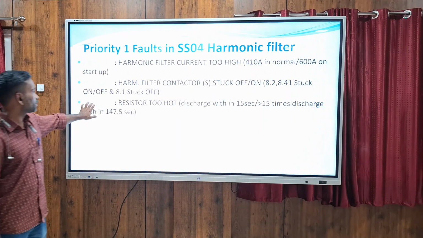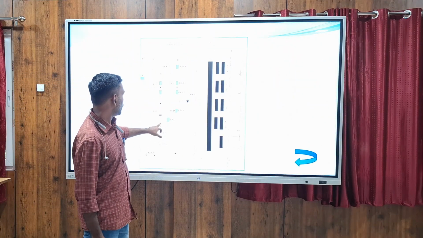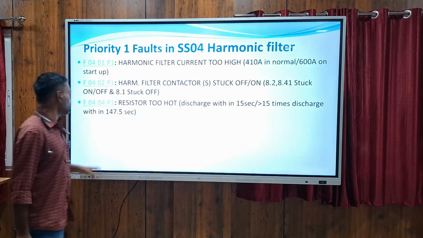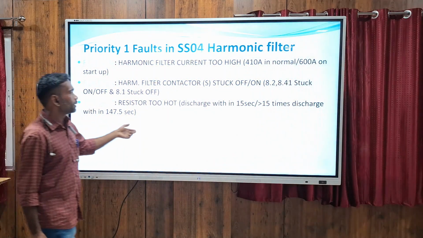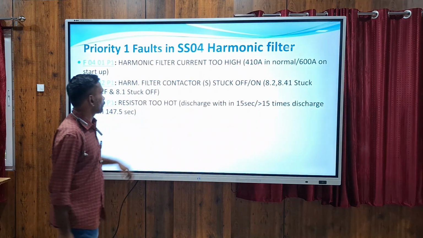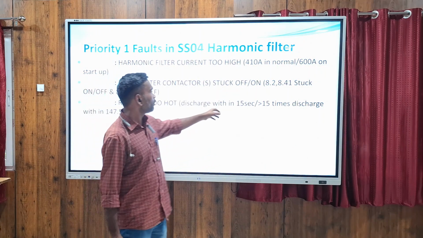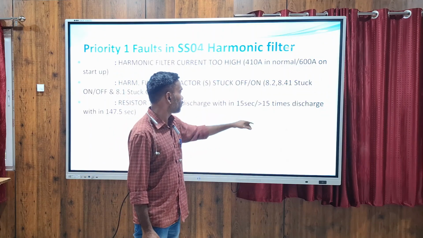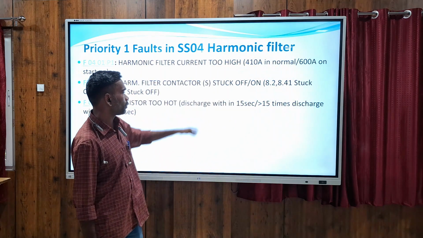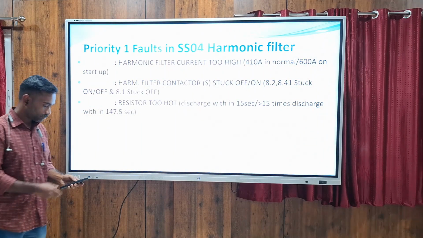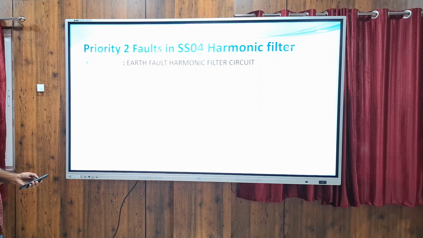Here also, the harmonic filter resistor, if it is getting overheated. There is no temperature sensor, so it will detect it through its operation only, the cycle of operation. Suppose that filter is operated within 15 seconds of the previous operation, or within 145 seconds if it is operated 15 times, then also this fault will come. Priority 2 fault.